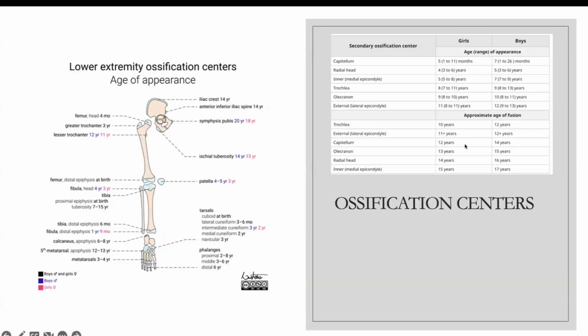Whereas in our upper extremity, we've got a little bit more detail here about the age of appearance on X-ray plus the approximate age of fusion. You can see that between our girls and our boys, we see about a 2-year difference there. So always keep that in mind with your patients as they come in here.